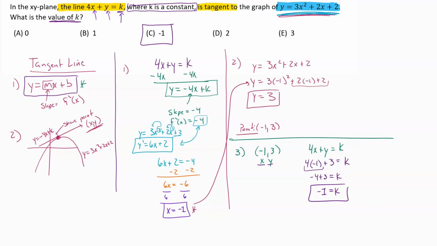So tangent lines, always keep in mind two things. The slope of that tangent line equals your derivative, and that your tangent line and your actual graph always share a point in common.